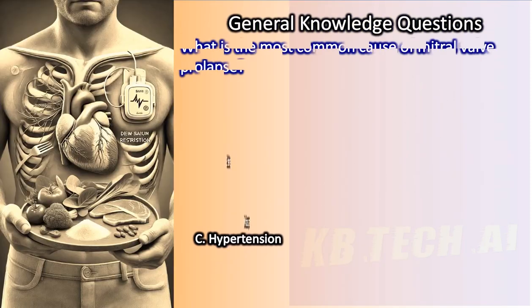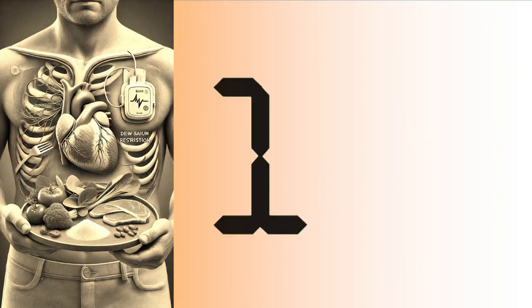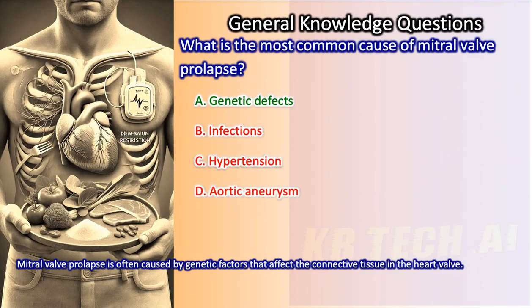Which is the most common cause of mitral valve prolapse? Option 1, genetic defects. Option 2, infections. Option 3, hypertension. Option 4, aortic aneurysm. The answer is option 1, genetic defects.